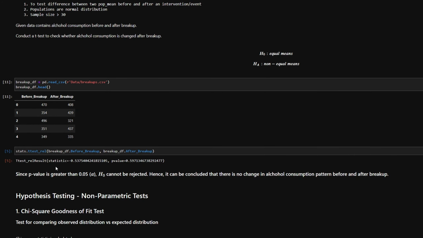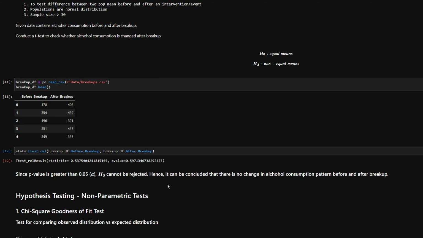And again we are going to use this test library, and the method that we are going to use is t-test underscore relative, rel basically. Now we provide two series into it from the data frame, and when we run this we'll get the test statistic, the t statistic, and the p value. So p value is quite high, it's close to 60%. That means the evidence that we have is quite strong, hence the null hypothesis cannot be rejected.